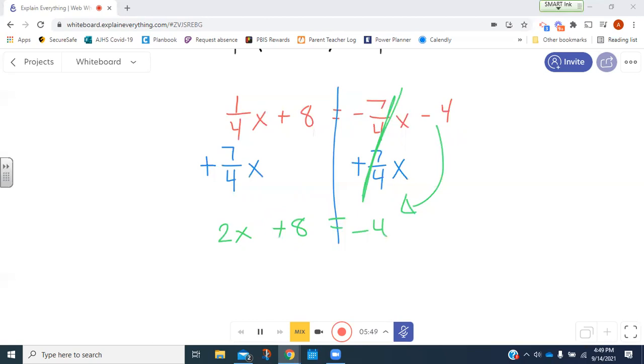Right. Well, now we can set this up as a two-step equation. We can solve for x by getting the variable by itself. So we can subtract 8 from both sides. We get that 2x equals -4 minus 8, which was -12. So our last step here would be to divide both sides by 2. And we get that x equals -12 divided by 2, or -6.